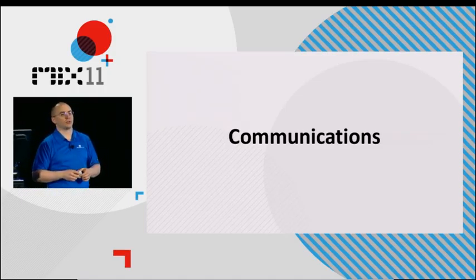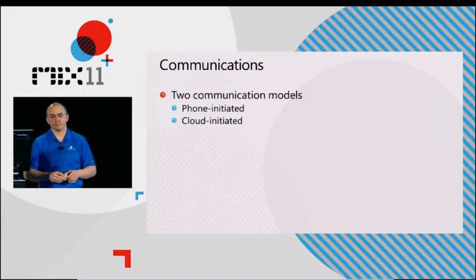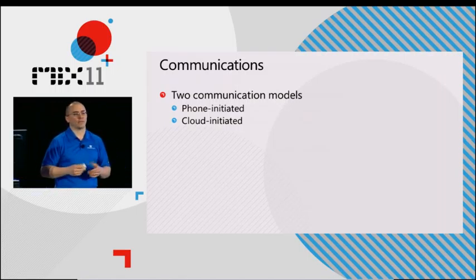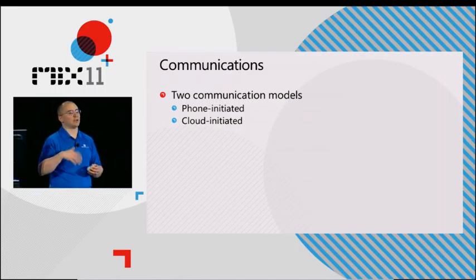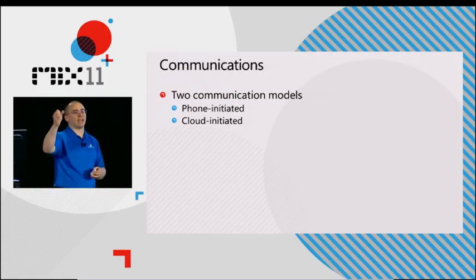I also want to talk through some of the communication patterns and how you can have the phone interacting with Windows Azure. There's two primary communication models here that we'll talk about. The first is phone initiated. So I do something on the phone that goes off and tries to grab some data and pulls it back down. And then another one is cloud initiated, where something happens and I want to send information to the client.